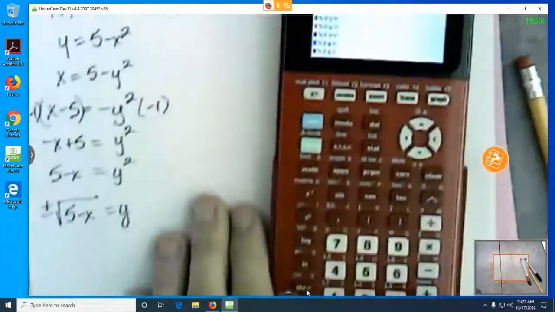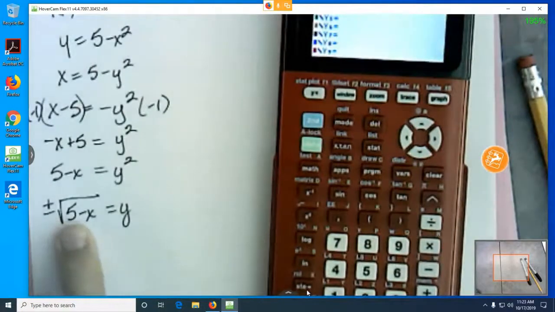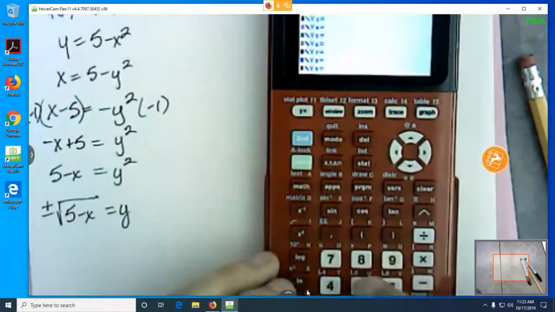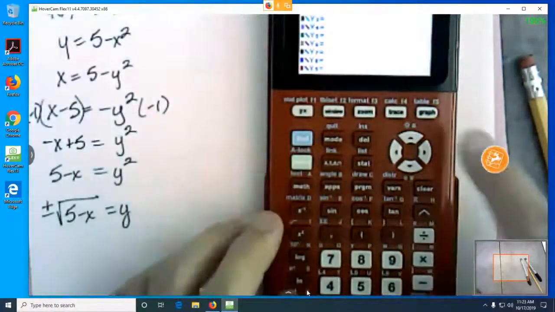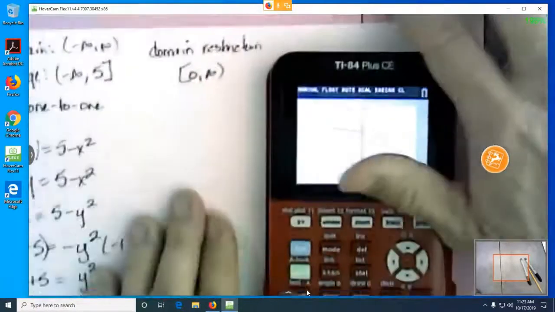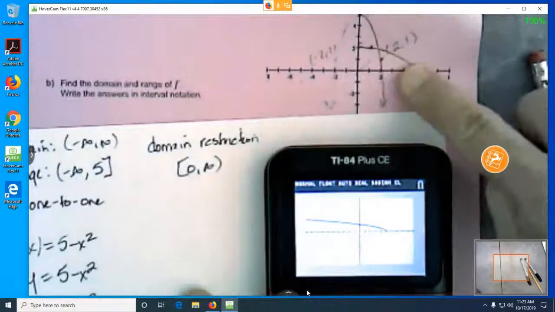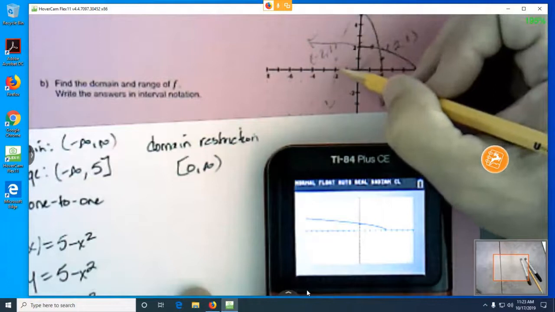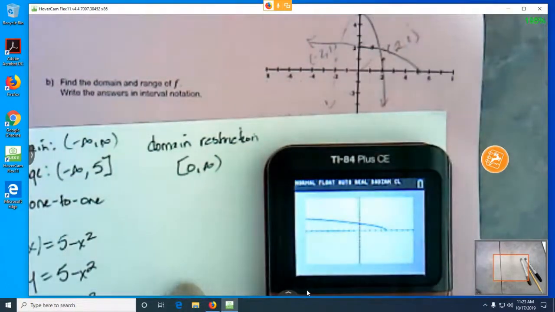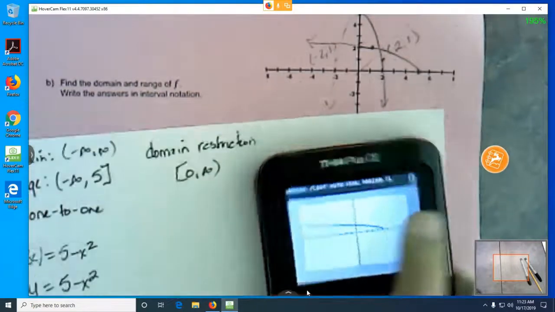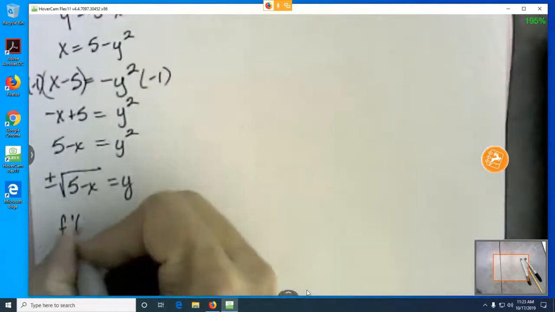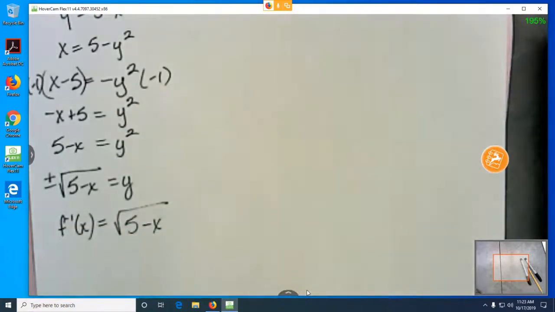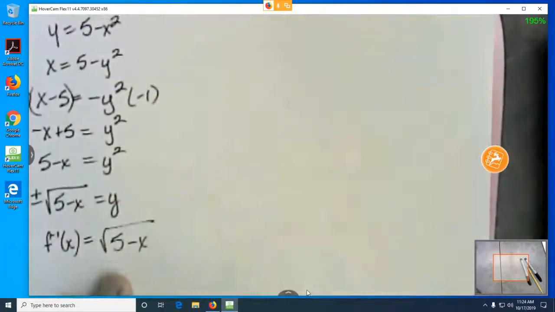And all I'm trying to figure out right now is whether I want to have just the square root of 5 minus x or if I want to have a negative in front of it. So I'm going to start by graphing just the square root without the negative in front. So yeah, that's giving me the graph that I wanted here. If I had chosen the other half of my parabola in the first place, then I'd be using the negative in front of the square root. Okay, so that means that my actual inverse function is going to be just the square root of 5 minus x. Okay, and then we want the domain and the range for the inverse.